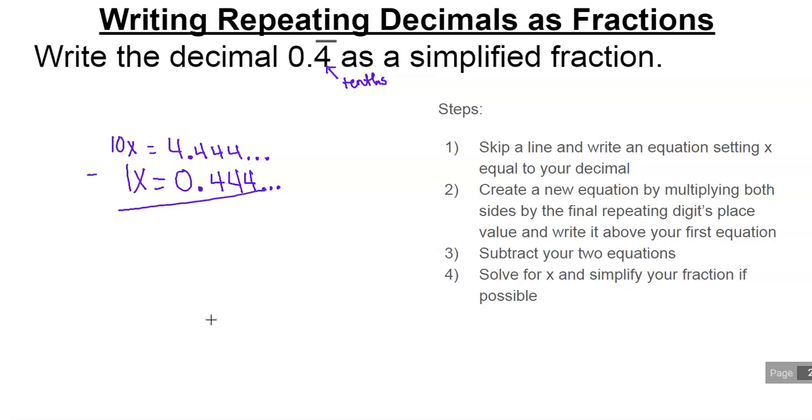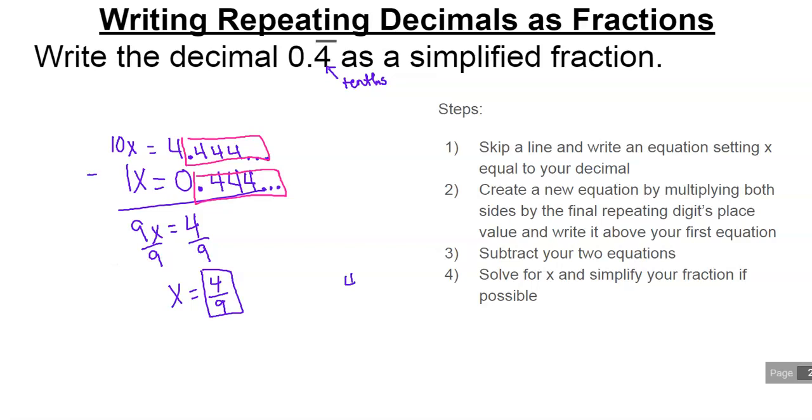Then what you're going to do is subtract these two equations. So 10x minus 1x is 9x. And then these repeating decimals, because they're identical, are going to cancel each other out. I'm going to be left with 4 minus 0, which is 4. And then I'm just going to divide to get x by itself. So I'll get x equals 4 over 9. So this is my repeating decimal as a fraction.